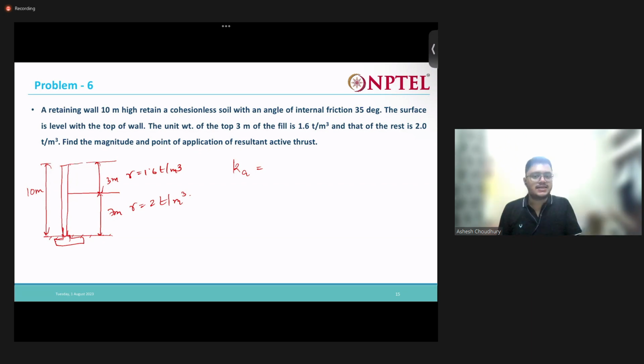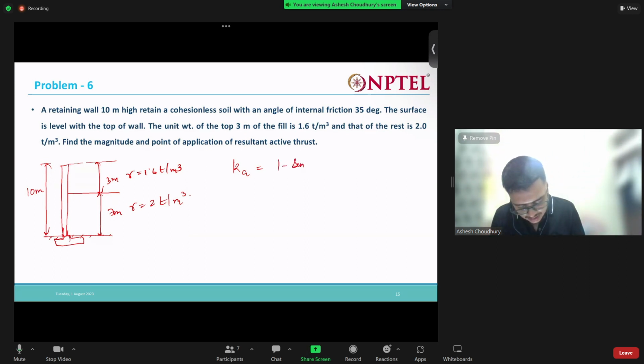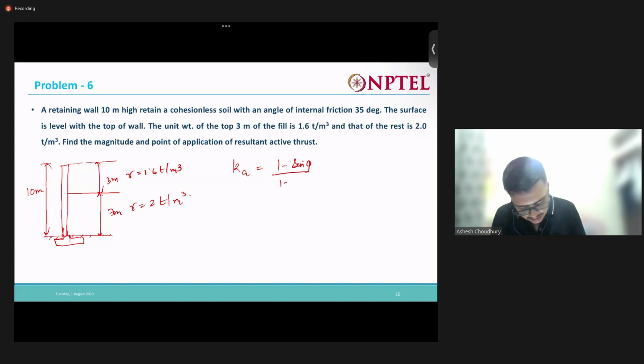So this K is related to phi, right? Angle of internal friction. So what is that? 1 minus sin phi by 1 plus sin phi. Yeah, correct. 1 minus sine phi by 1 plus sine phi. Okay. So 1 minus sine 35 by 1 plus sine 35. If we do that, we will be getting 0.271, right?